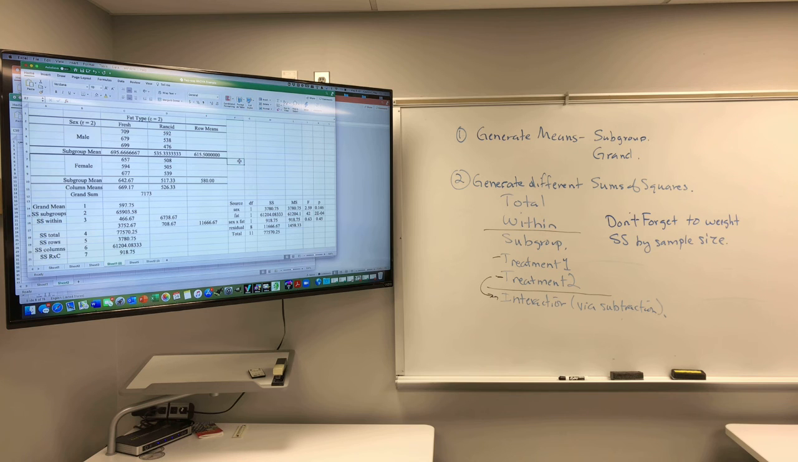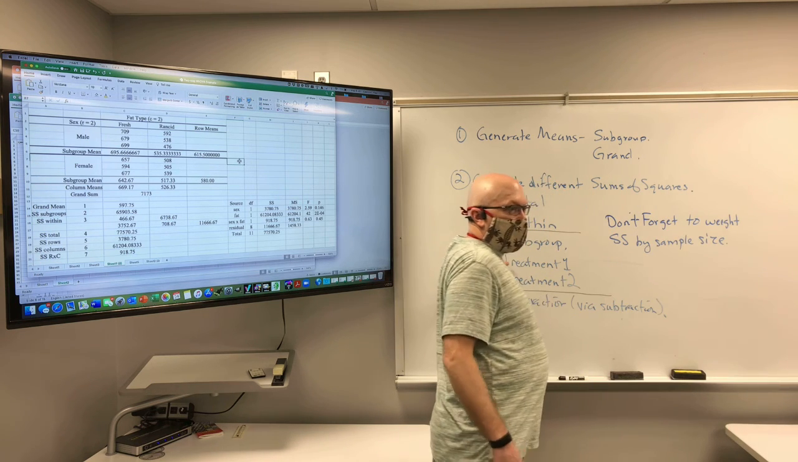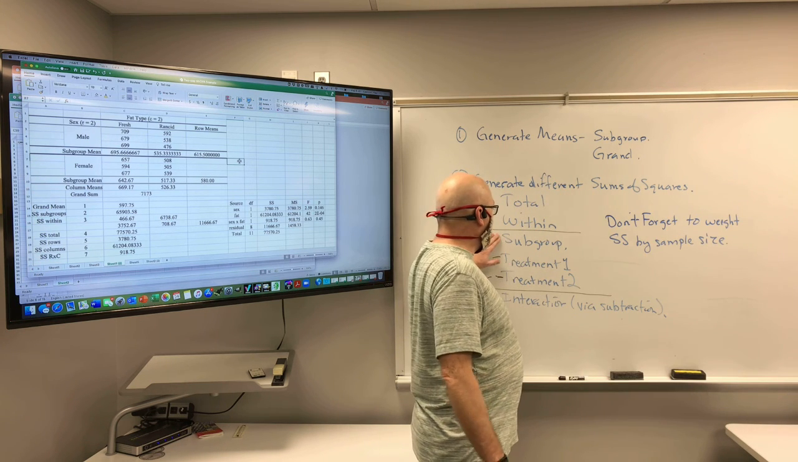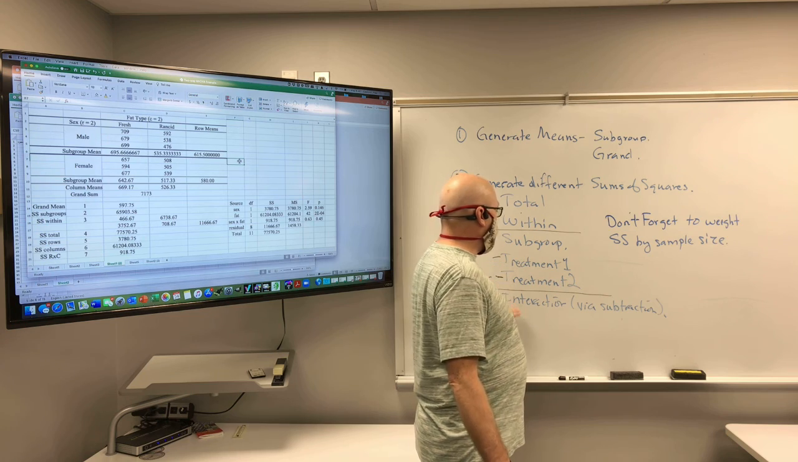Sum scores. Where's your sum score subgroup? No, I guess I don't have a subgroup. Why don't you have a sum score subgroup? That's a great question. You have subgroup means. Yeah, so you need to calculate that. That's why I put this as the third thing that you need to calculate, because you need to calculate this in order to subtract this and that to get that.